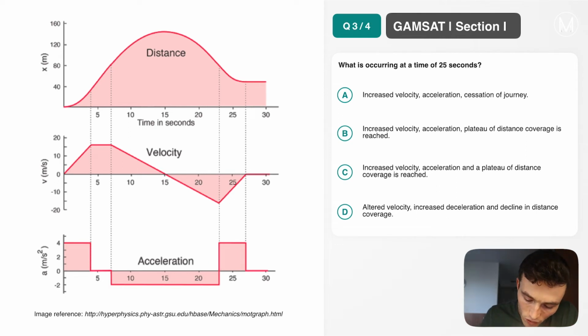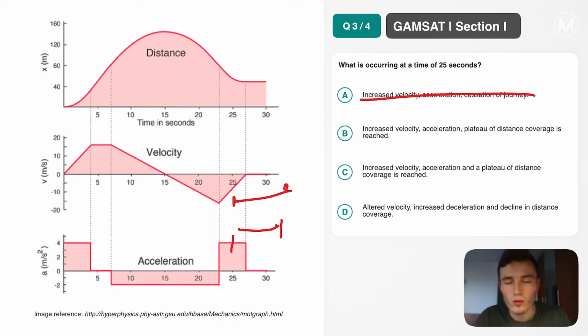Now, cessation of journey, we know it's not A because I'm not ceasing the journey. Why is that? Because at 25 seconds, you can see there is a remainder of the journey left. And that's an important thing to point out. When you monitor something in motion, and you would see that in the lab as well if you're ever dealing with physical concepts, in its beginning it's not moving, and then it accelerates.